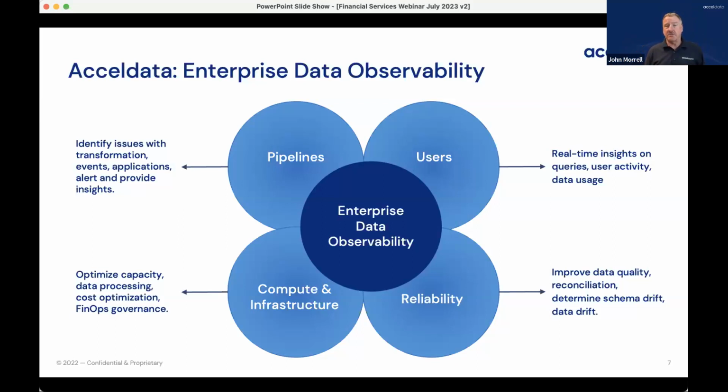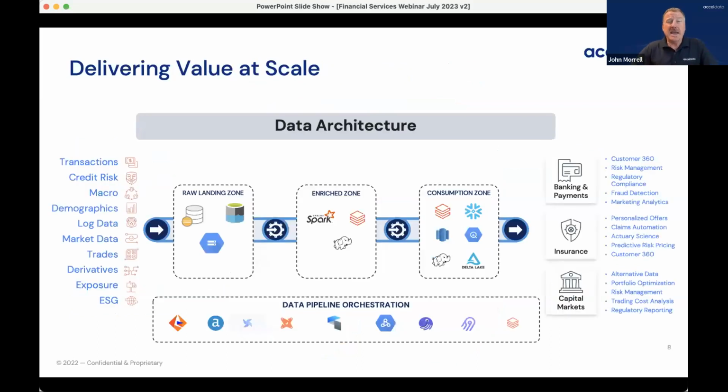And then lastly, in and around users, right, which will help you understand what type of user activity is going on, what types of queries they're running against the system, how often they're running these queries, what's the cost of those queries on the system, and how can you better optimize some of these queries. And Acceldata is the only vendor in the data observability market that covers all four of these areas. And again, we help you deliver value here at scale.